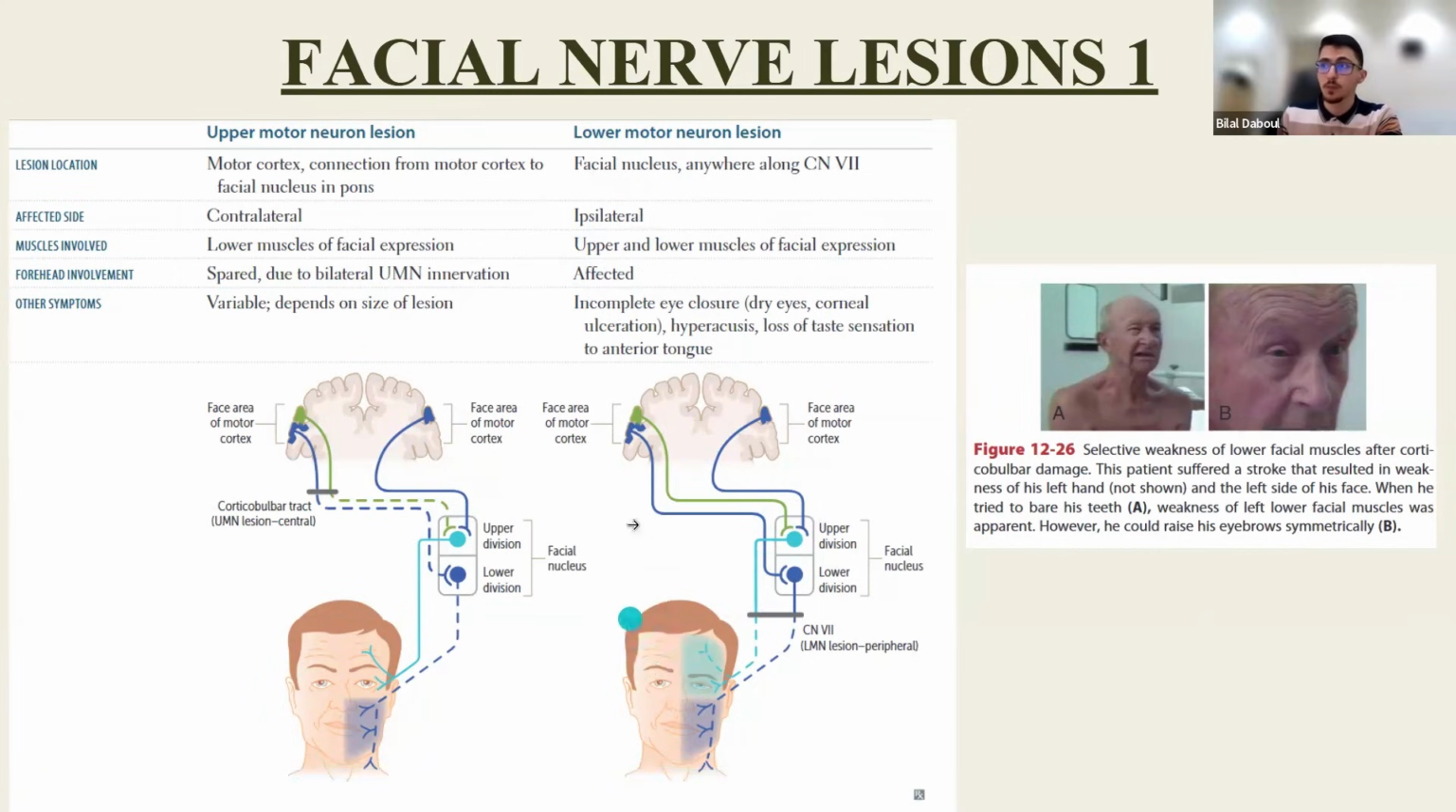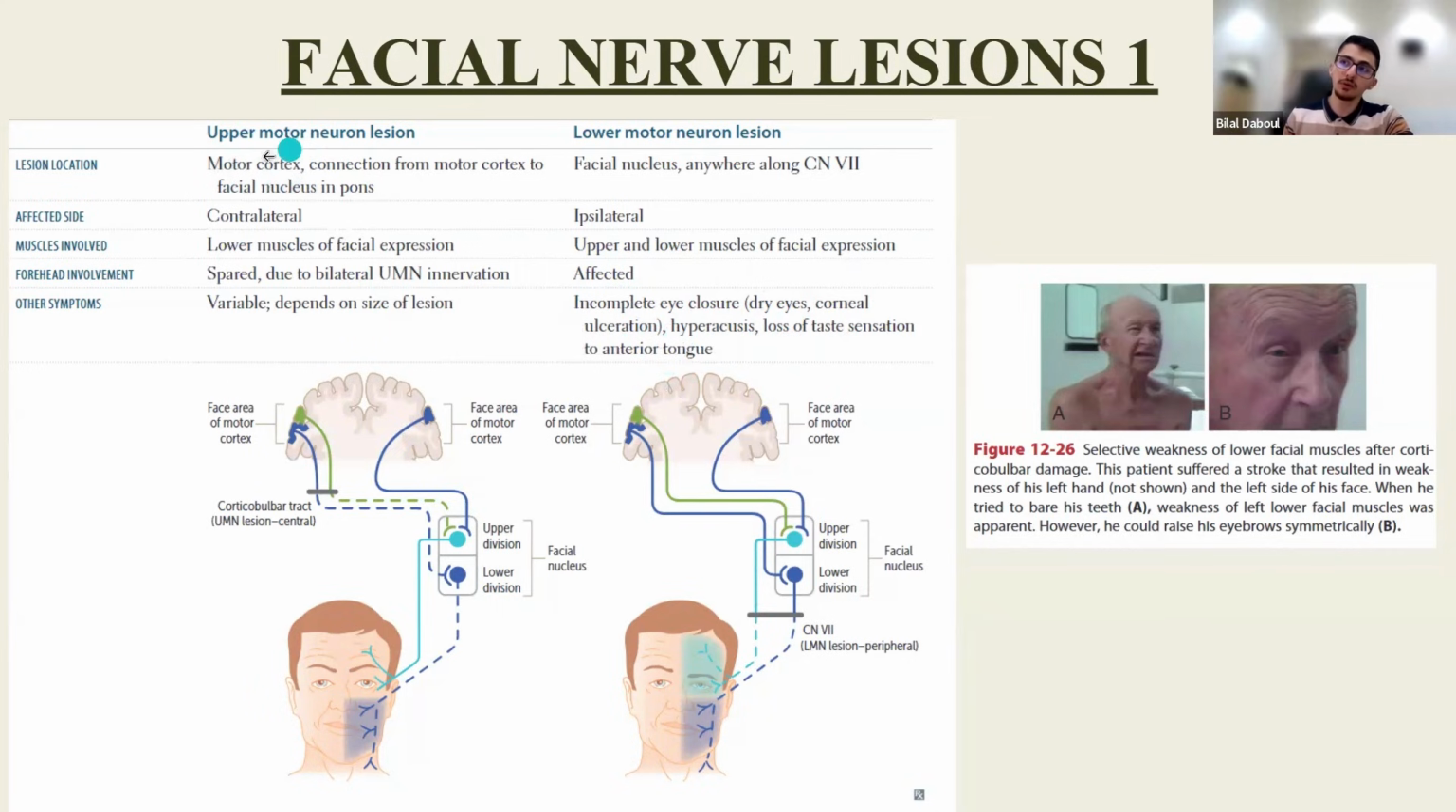You would also have the other features I mentioned: incomplete eye closure, dry eyes, and corneal ulceration, because the facial nerve also supplies the lacrimal gland, if you recall. So you would have decreased tear production and increased likelihood of corneal damage, because normally you have lubrication of the cornea. You have hyperacusis due to stapedius dysfunction, as we said, and loss of taste sensation from the anterior 2/3 of the tongue because it carries special visceral afferents and relays them to the nucleus tractus solitarius.